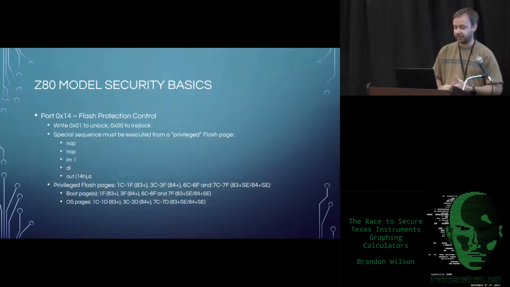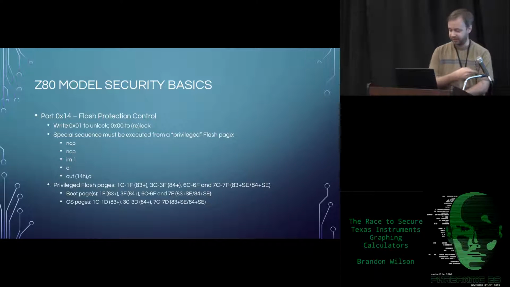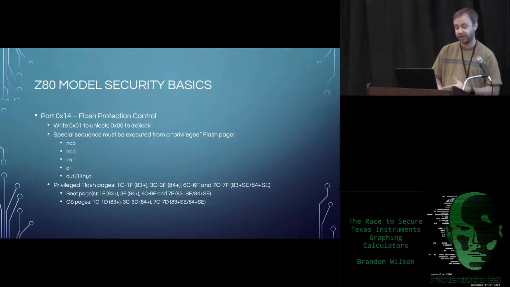There's a certain sequence of instructions, like IM1 (interrupt mode 1) and DI (disable interrupts), that has to be run in order for writes to that port to stick. And those instructions explicitly prevent interrupts from running and interfering with this process, so you can't steal control while this is happening. The privileged page ranges are mentioned there, but as you can see, the only pages that are allowed to modify flash are the flash, which is the OS, and the boot pages. So you can't modify the OS unless you are the OS or the boot code.